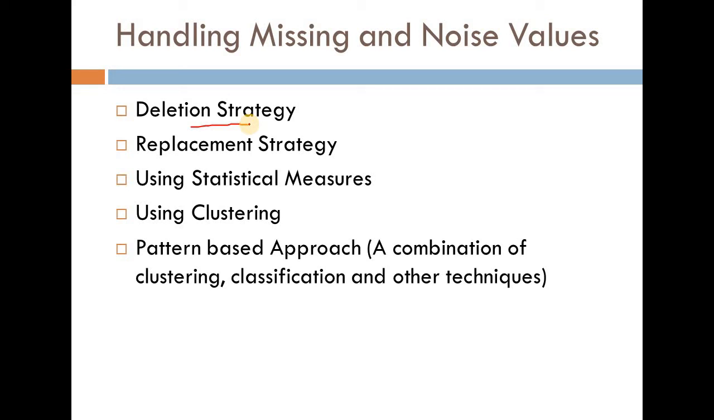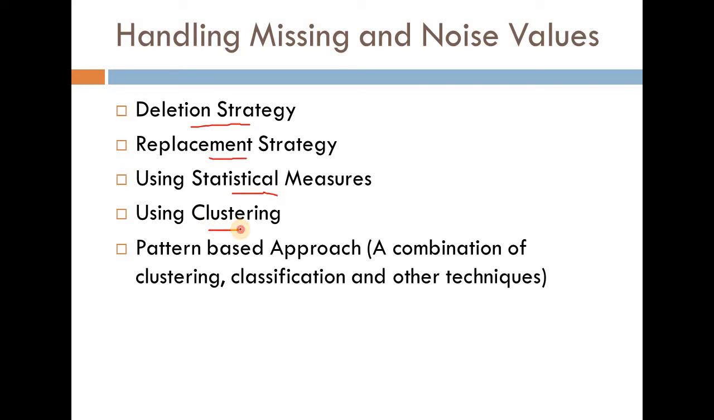Another possible solution for dealing with missing and noise values is to come up with a replacement strategy. In this approach, we replace the missing or noise values by some appropriate values and provide them each as a separate instance. The third way is to use different statistical measures that would help us to find a much more appropriate value for that cell.